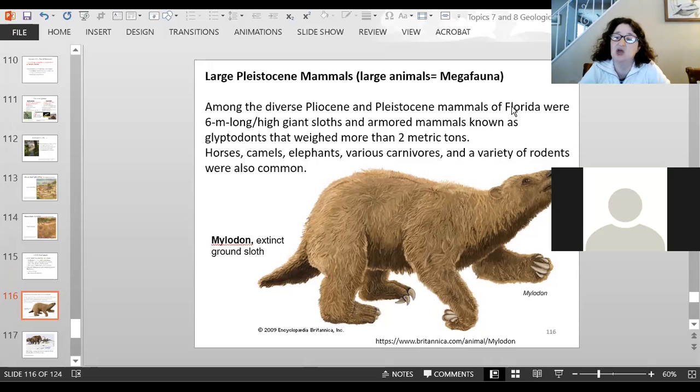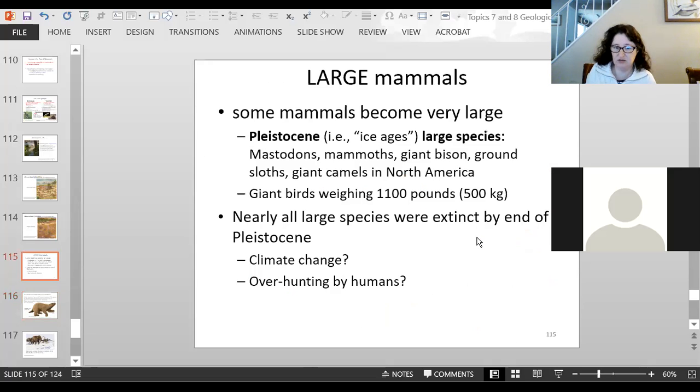Humongous. And it weighed more than 2 metric tons. You also had just a whole lot of other animals that were pretty large. And like I said, most of them went extinct at the end of the Pleistocene.